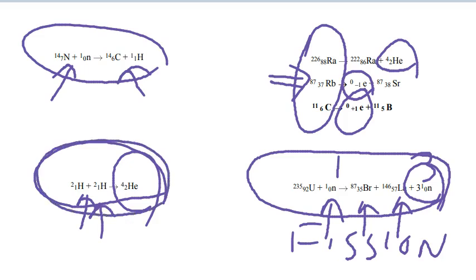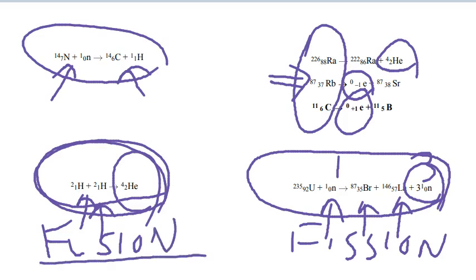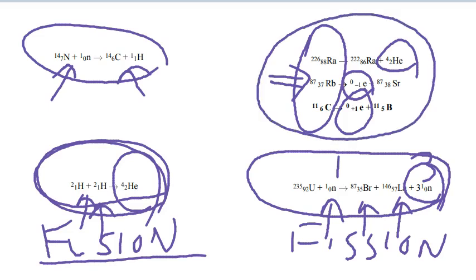Here, fusion, we're taking light nuclei and fusing them together. Of course, up here, natural transmutation. Remember, transmutation just means I'm changing the number of protons, which changes the identity of the element. The 3 types of decay you should know, and then artificial transmutation.